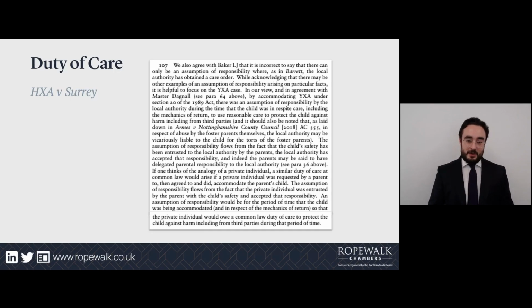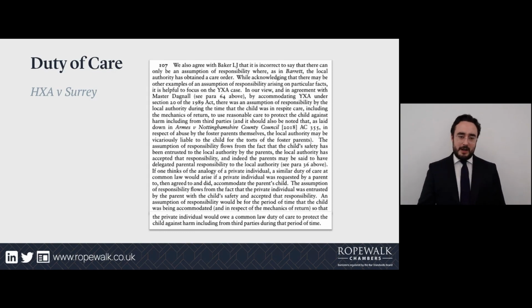it isn't just a case where you've got a care order like in Barrett, but if you have a temporary accommodation under Section 20 of the Children Act 1989, that's where the local authority will, on a temporary basis, take children into its care, and there will be an assumption of responsibility for the duration of that care, including the mechanics of return. And again, an analogy is drawn with a private individual who takes a child away from their parent into care for a certain period. So again, nothing special about a public body. It's really looking at when the circumstances would arise whereby a private individual owes a duty of care.